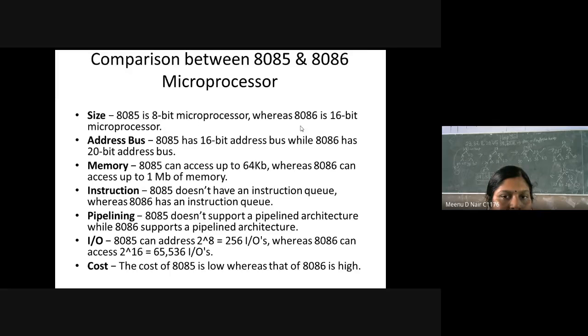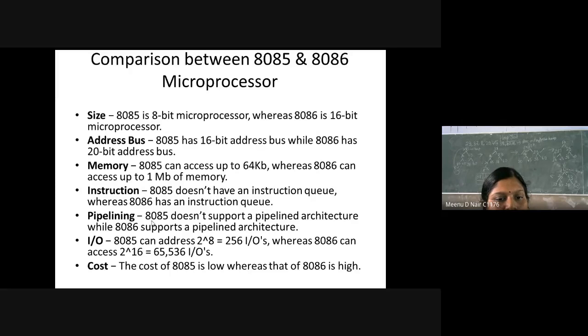8085 is an 8-bit microprocessor, 8086 is a 16-bit microprocessor. Address bus: 8085 is 16-bit, 8086 is 20-bit. Memory: 8085 is 64 KB and 8086 is 1 MB. Instruction: 8085 doesn't have an instruction queue, but 8086 has an instruction queue.